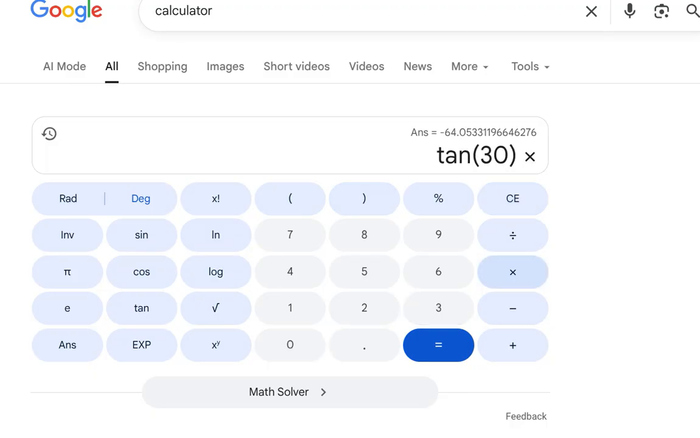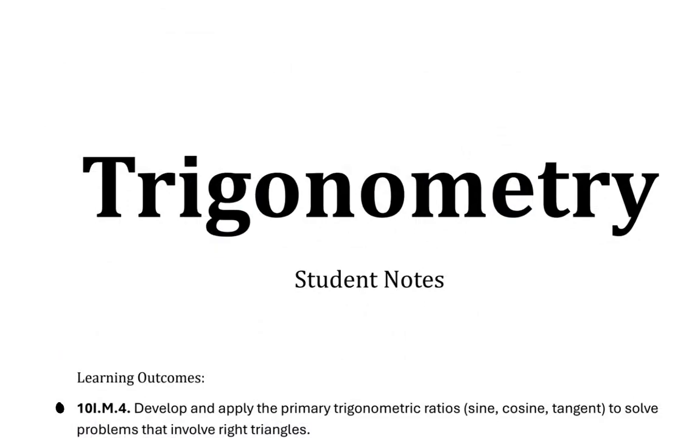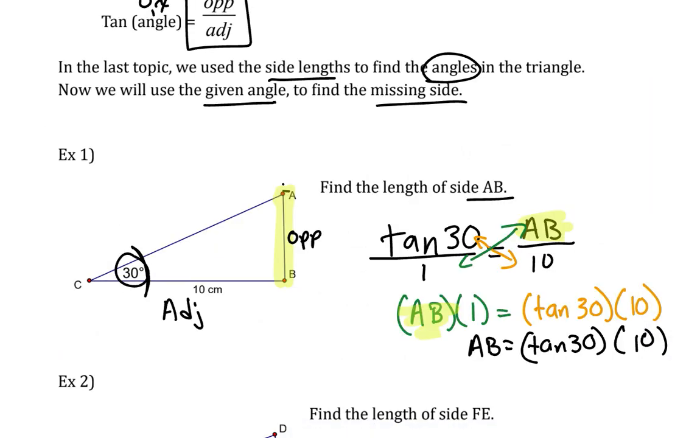Close bracket times 10 equals, okay, there we go, 5.77. So we're going to go back here. Nope, not that one. The bottom one. There we go.